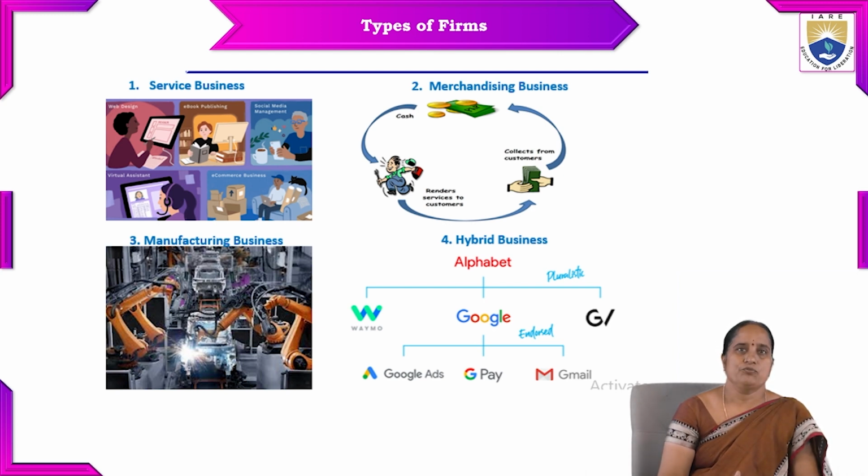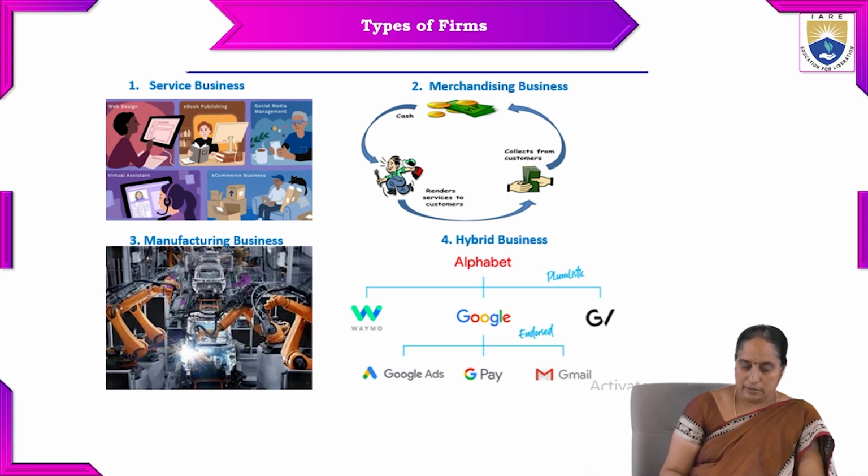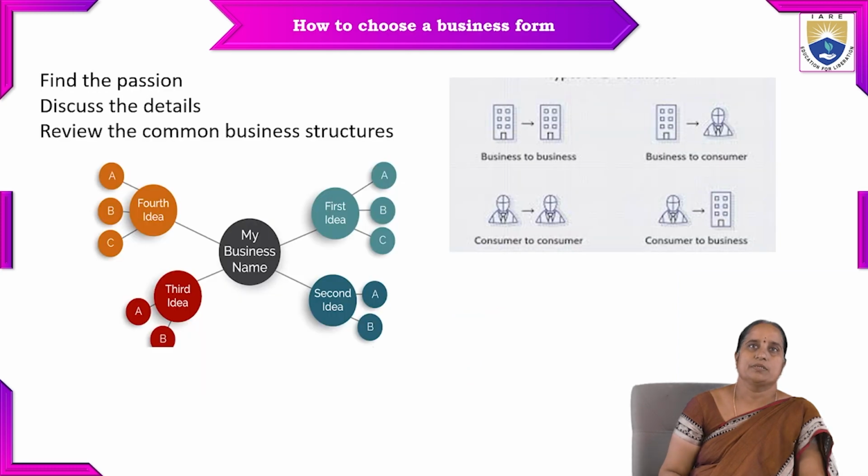And the third one is manufacturing business, where they produce physical goods and the same are delivered to the customers. And the fourth one is hybrid business. It is a combination of both physical goods as well as services together.